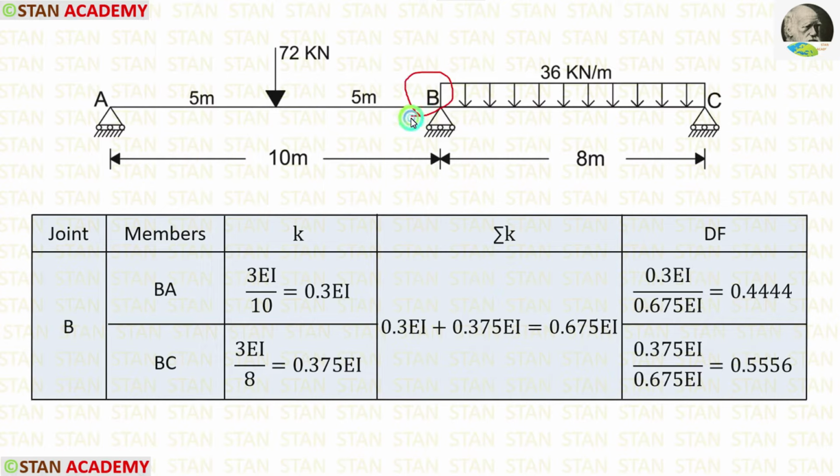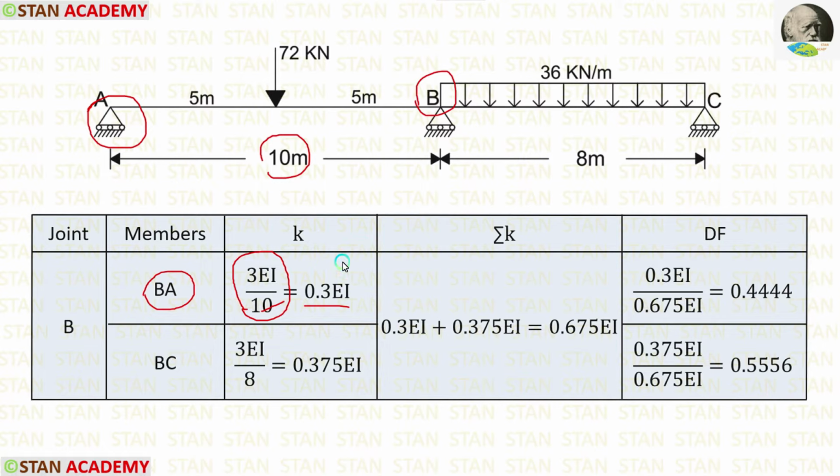From the joint B, we have to calculate two stiffness values for BA and for BC. First, let us calculate for BA. For that, from the joint B, we have to look at the point A. In the point A, we are having a roller support. If the far end is having roller support, the formula for stiffness is 3EI upon L. The length of AB is 10 meter, we can apply. Finally, we are getting 0.3 EI.